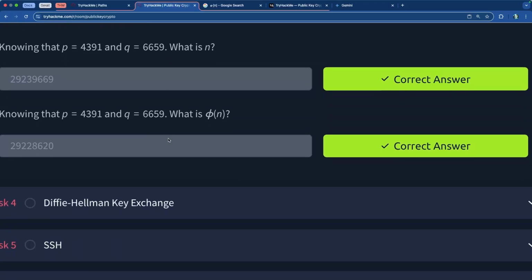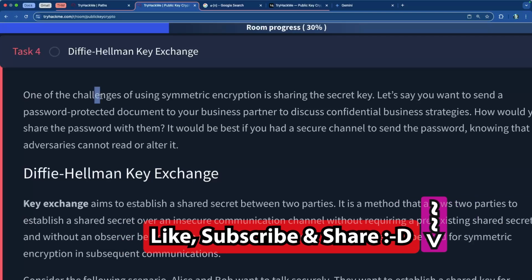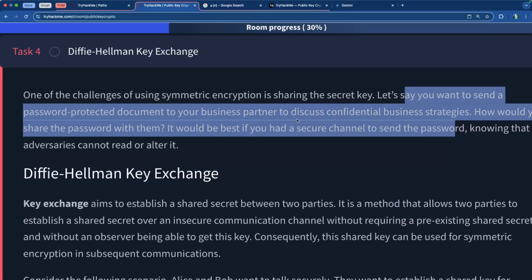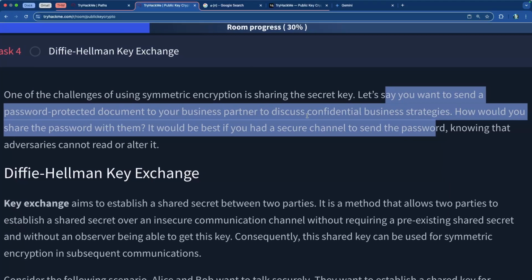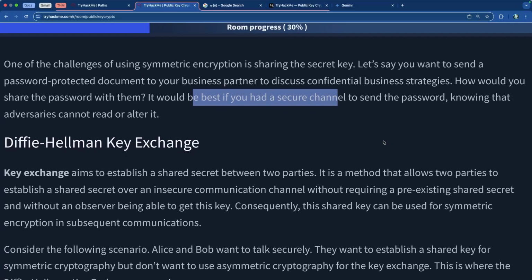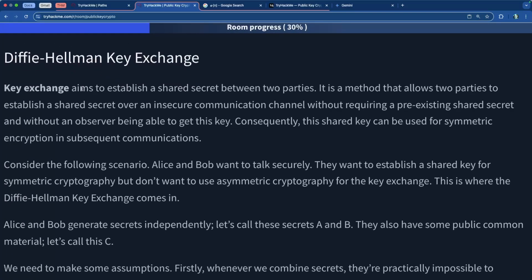So now we can move on to Diffie-Hellman Key Exchange. As we've already established, one of the challenges of using symmetric encryption is sharing that secret key. So let's say you want to send a password protected document to your business partner to discuss confidential business strategies, how would you share the password with them? It would be best if you had a secure channel to send that password, knowing that adversaries cannot read or alter it. And this is where the Diffie-Hellman comes in.